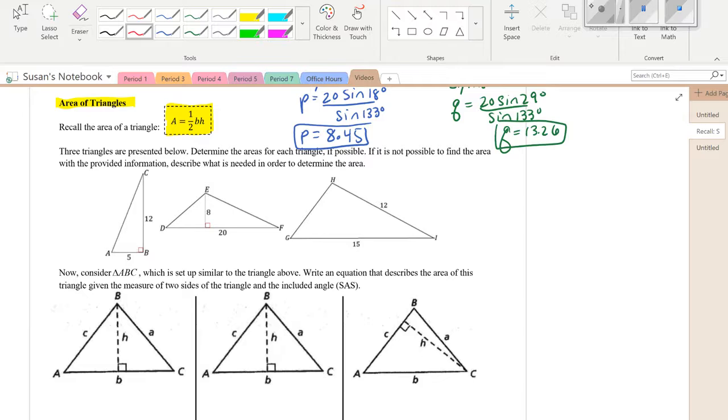So looking at this first one, area is equal to 1/2 the base times the height. In this case, the base is 5 and the height is 12. So that gives us the area is equal to 30, and we don't know what the units are, so I'm just going to call it units squared because we're finding area. Looking at this one, we have this DF length is equal to 20, and this length right here is 8. So area is equal to 1/2 the base times the height, which is 8. So that gives us area equals 80 square units.